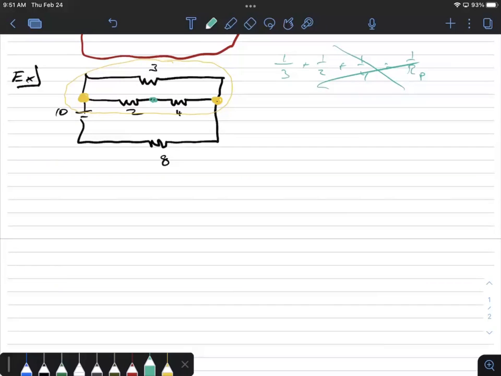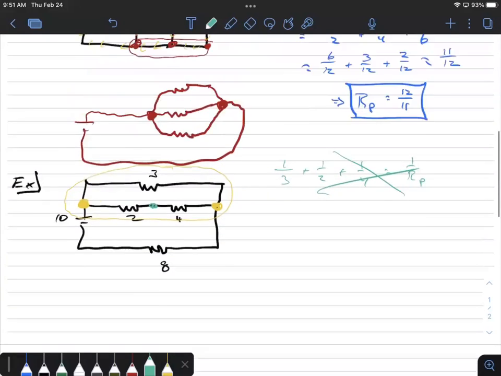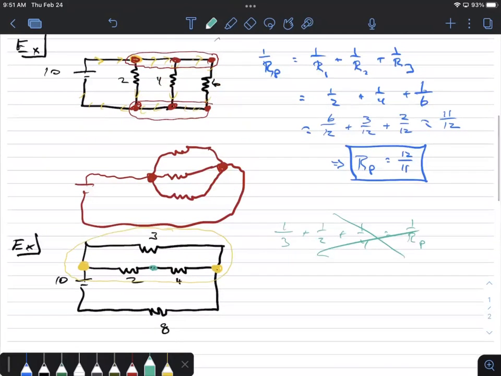Well, if I could, what that would mean is that all 3 of these resistors are parallel to each other. Just like in the previous example, I had 3 resistors. The 2 is parallel to the 4, and the 2 is parallel to the 6. And the 4 is parallel to the 6, and the 4 is parallel to the 2, and so on. All 3 are parallel to each other.